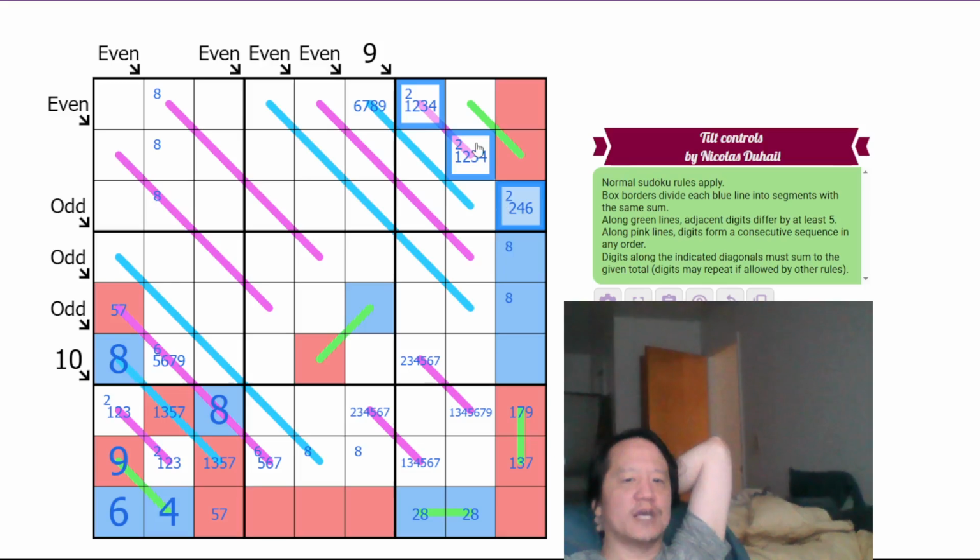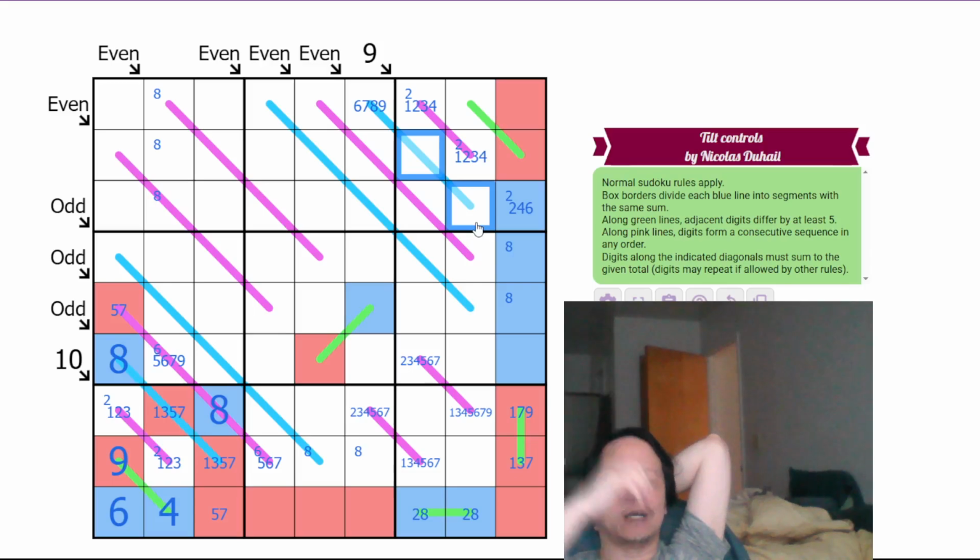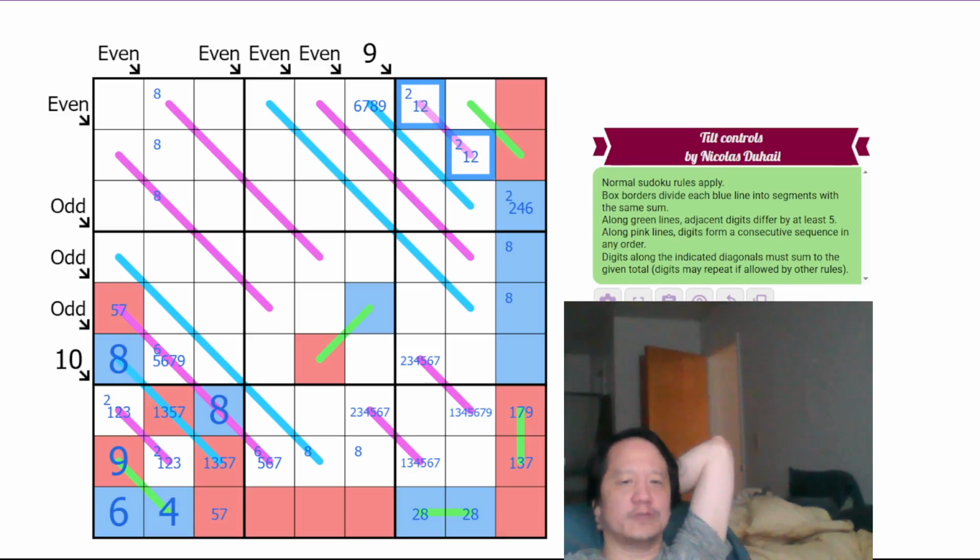Oh, this can't be 2, 3, 4. If this is 2, 3, 4, we are guaranteed a low here, and the minimum these digits could be is 5 and 6, which adds up to not a digit. So this cannot be 2, 3, 4. It must be 1, 2, 6 here, which are consecutive.